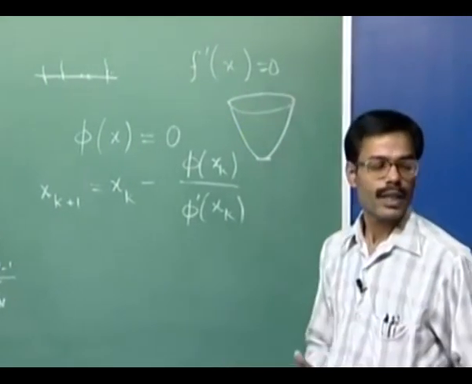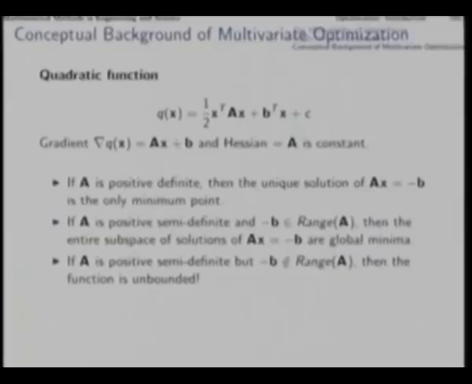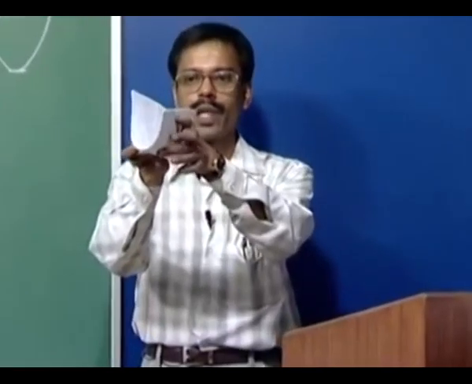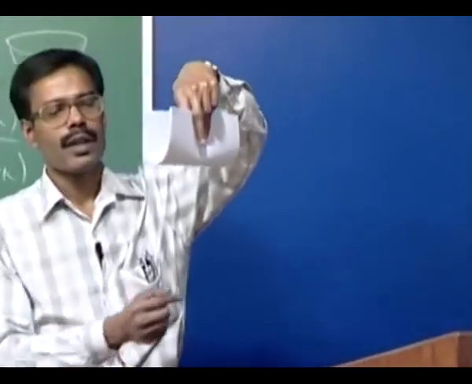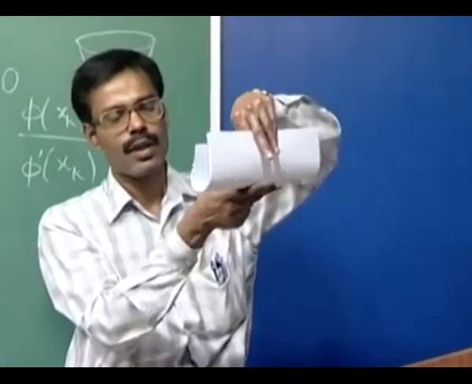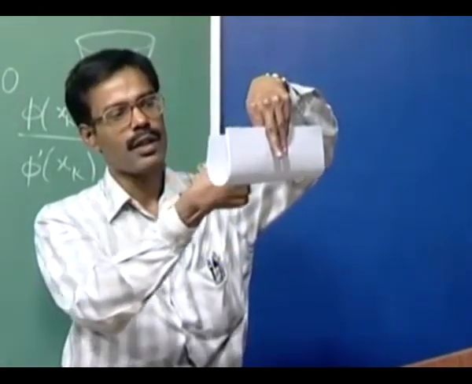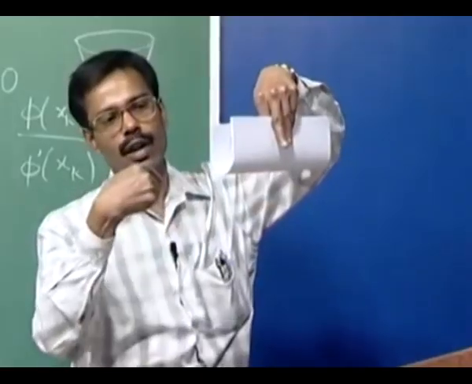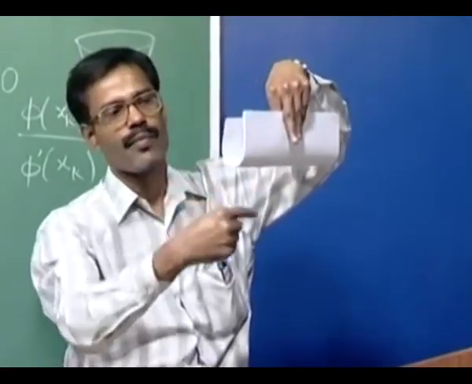On the other hand, in the second case here, A is positive semi definite, that is singular, and minus b is in the range of A. That means that there are points where the gradient vanishes. That is the function profile, which is like this cylinder. In this cylinder, you find that it is convex, semi definite, because along this direction it is straight, and along this direction it is convex, like this.